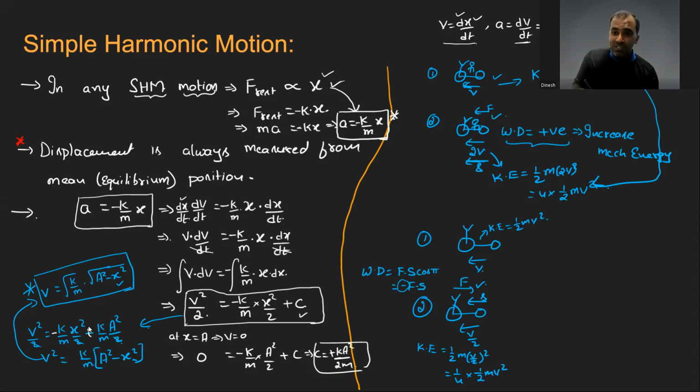Okay, when you put x equal to 0, at the mean position, you're getting the maximum value of velocity. In this equation, what is the maximum possible? You get the maximum only when x equal to 0. As x increases, the value of v decreases. You can observe it from the equation. Right, next.